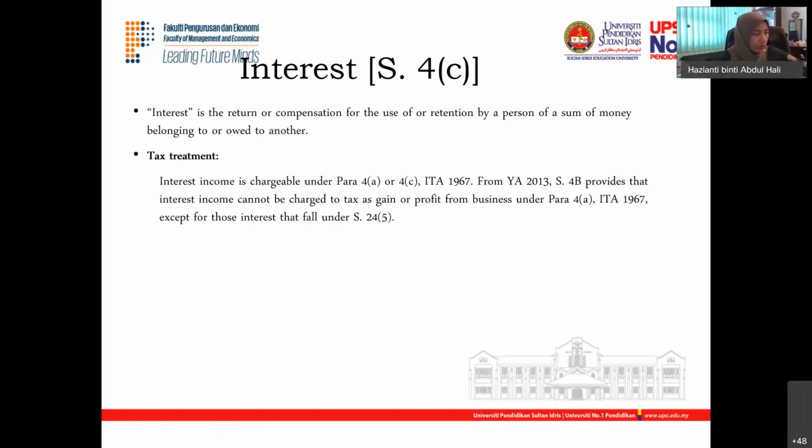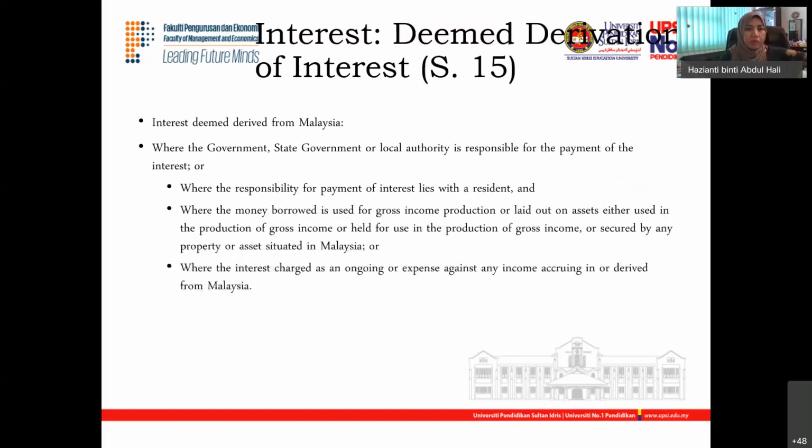So the tax treatment for interest, I should skip this part. Okay, we go to this slide. Alright, deemed derivation of interest under section 15. So interest deemed derived from Malaysia: the responsibility for payment of interest lies with the resident. Money borrowed is used for gross income or laid out on assets, either used in the production of gross income or held in the production of gross income or secured by any property, or when the interest is charged as an expense against any income accruing in or derived from Malaysia.